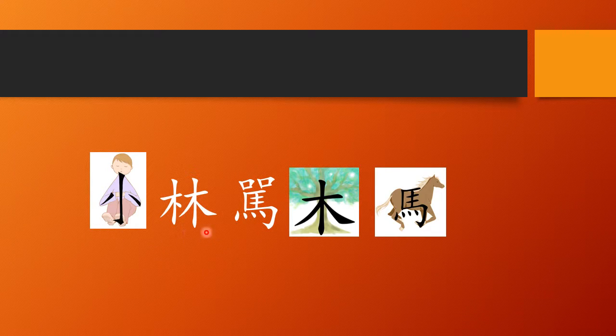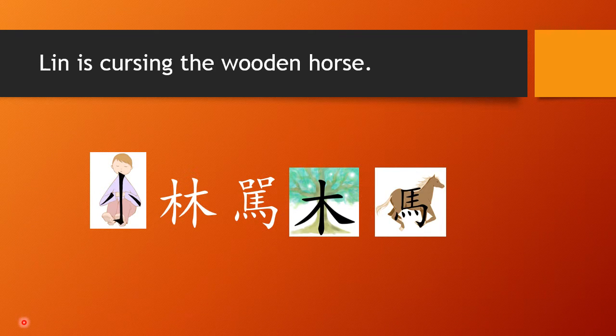And the great thing you notice is that you cannot tell it's a Miss or a Mr. from just the 小 here. So little Lin, my friend, or my co-worker, 骂, curses or admonishes or scolds, 木马, the wooden horse. So let's say he's trying to ride the wooden horse on the merry-go-round and he says, oh my god, this thing doesn't even move, or it's too big for me or too small for me. So he's cursing or admonishing that wooden horse. Lin is cursing the wooden horse.